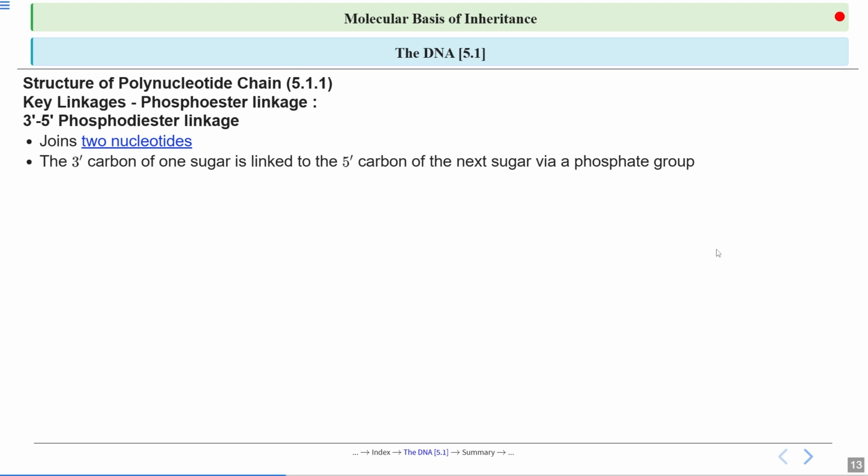So as I told you, this DNA is a long chain of deoxyribonucleotides. So now how are they joined together? The 3' carbon of one sugar is linked to the 5' carbon of the next sugar. How? Via this phosphate group. This forms a dinucleotide. When two nucleotides join like this, it will form a dinucleotide. But when more nucleotides start joining like this, it will make a polynucleotide chain.